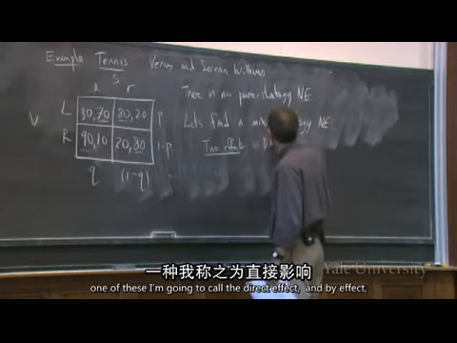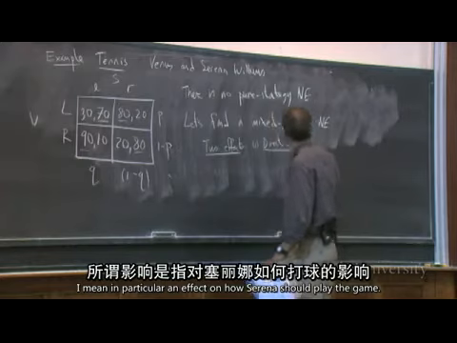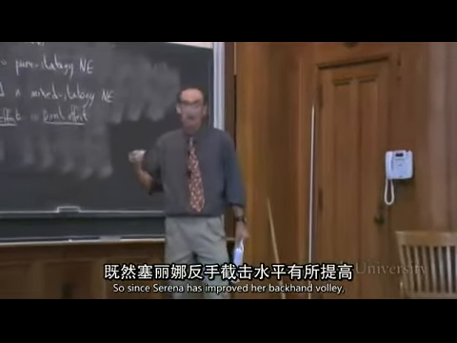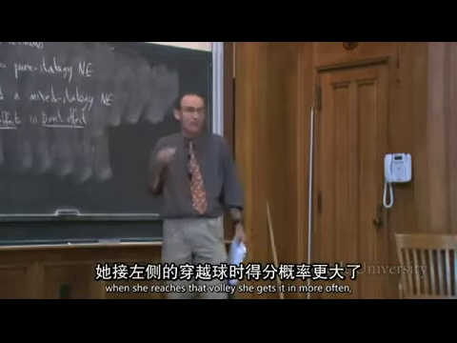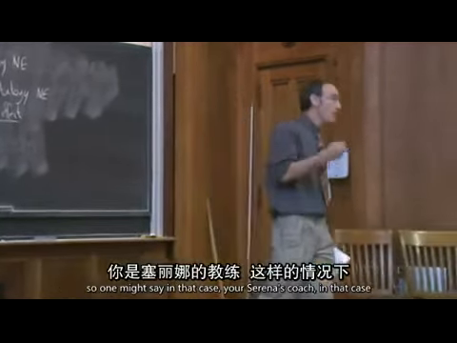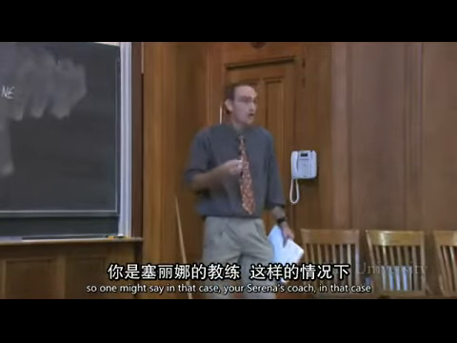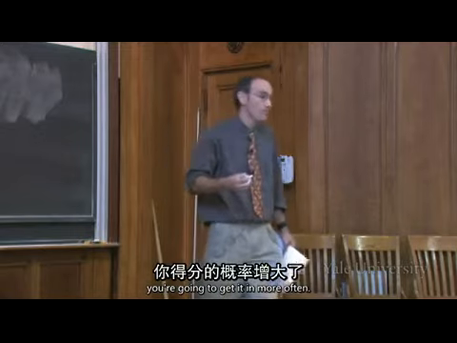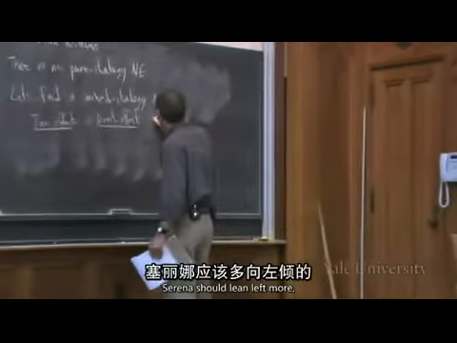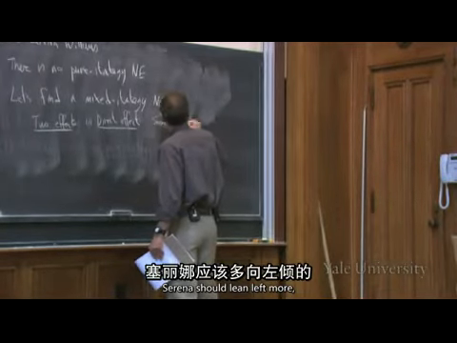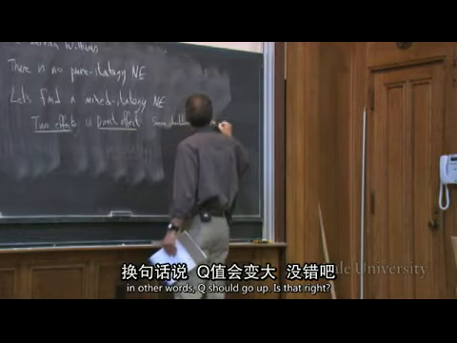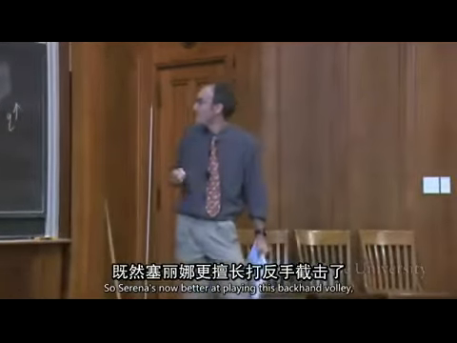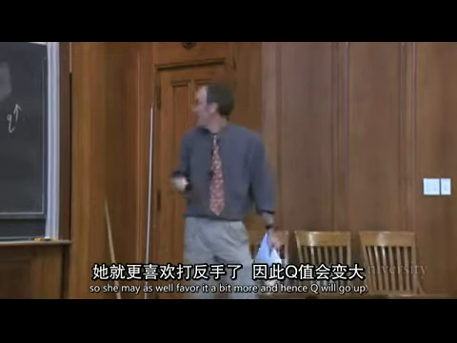One of these I'm going to call the direct effect. And by effect, I mean in particular an effect on how Serena should play the game. Right? So since Serena has improved her backhand volley, when she reaches that volley, she gets it in more often. So one might say, you're Serena's coach, in that case, you should lean to the left more often than you did before. Right? Because at least when you get that backhand volley, you're going to get it in more often. So the direct effect says Serena should lean left more. In other words, Q should go up. Is that right? So Serena's now better at playing this backhand volley, so she may as well favor it a bit more, and hence Q will go up.